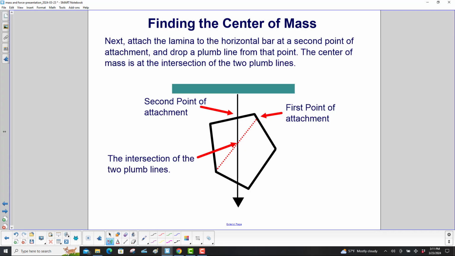Next, attach the lamina to the horizontal bar at a second point of attachment and drop a plumb line from that point. The center of mass is at the intersection of the two plumb lines, right over here.